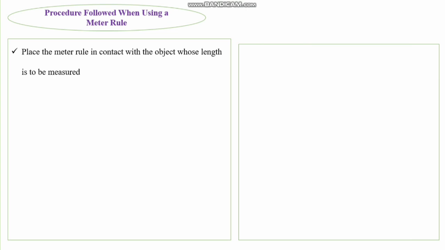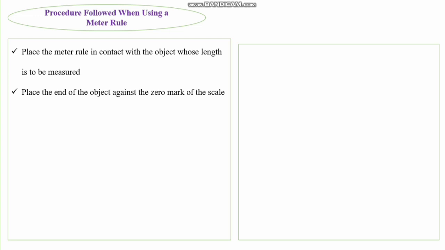The first procedure is to place the meter rule in contact with the object whose length is to be measured. So you must ensure that the meter rule is in contact. It should not be far from the object, because if it is far, there are other factors that can make you not to obtain the actual reading. So you must place the meter rule in contact with the object to be measured.